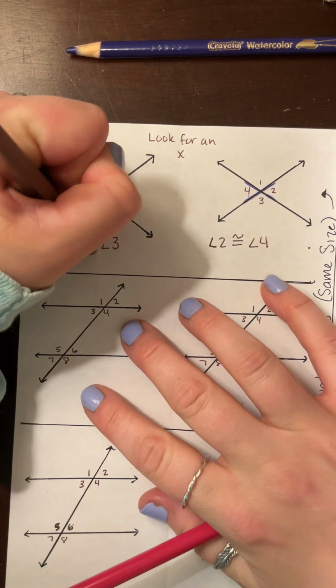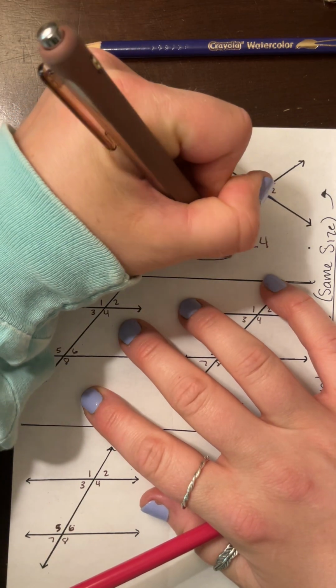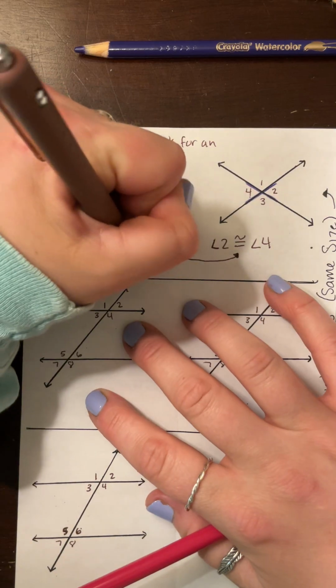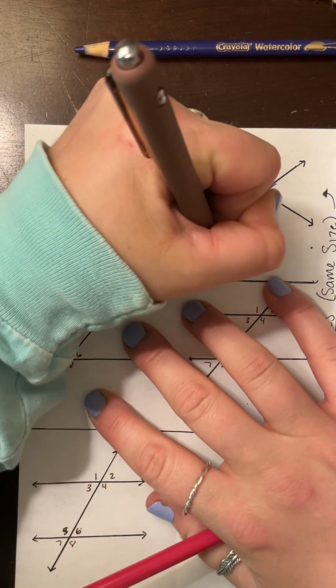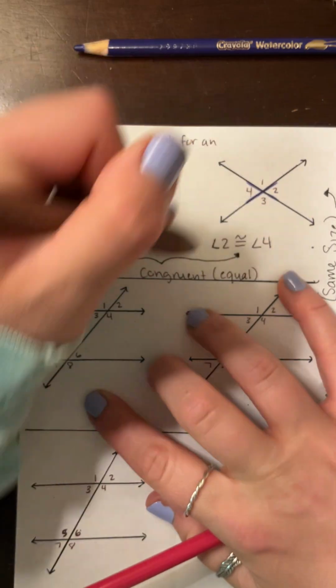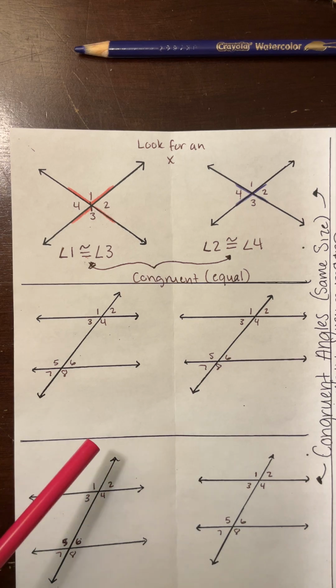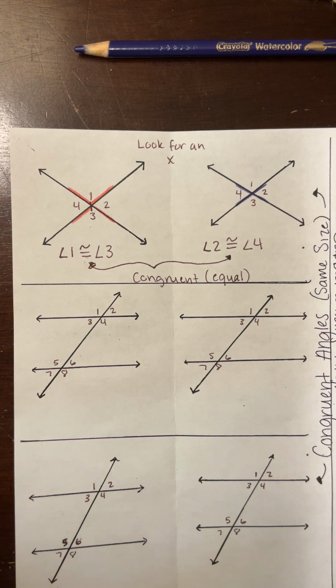So again, I'm just going to draw a little arrow to that symbol, and make sure that we know that that means congruent, which means equal. Okay? If you need more time to write any of that down or to make any of the marks I just made, take your time, pause the video. Otherwise, let's keep on keeping on.